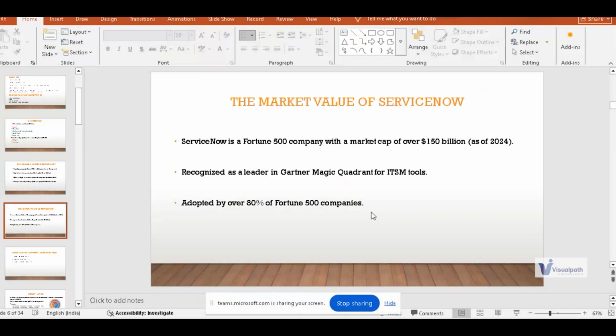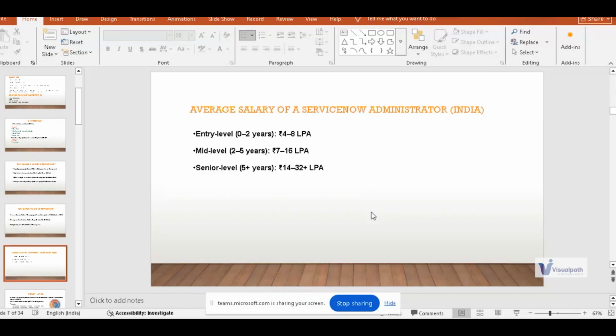The market value of ServiceNow: it is a Fortune 500 company with a market cap of over $150 billion as of 2024. It is recognized as a leader in the Gartner Magic Quadrant for ITSM tools, adopted by over 80% of Fortune 500 companies.